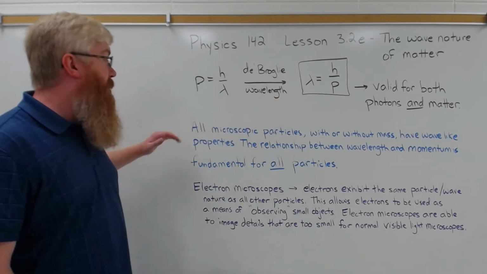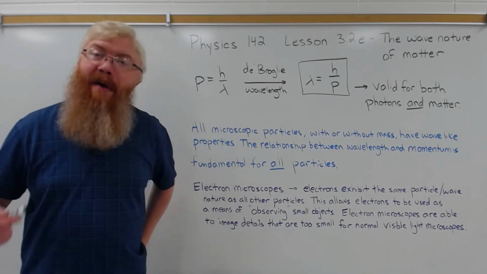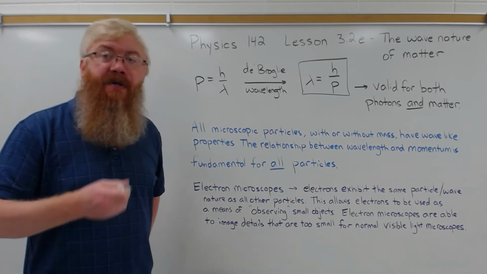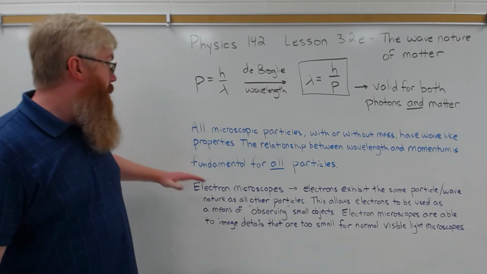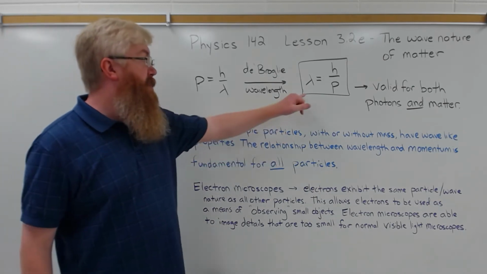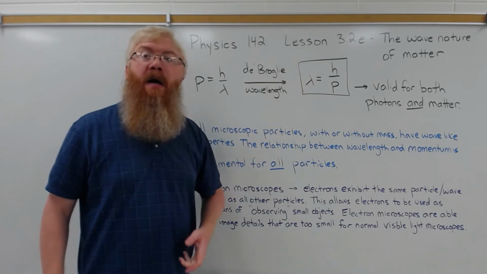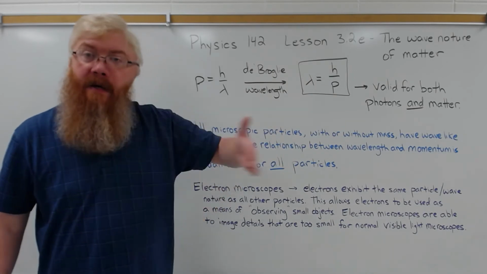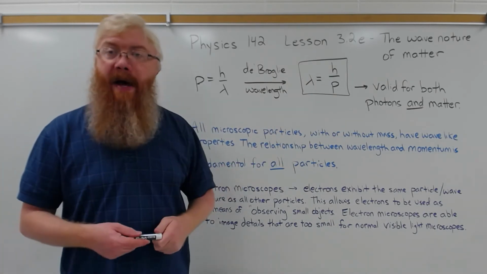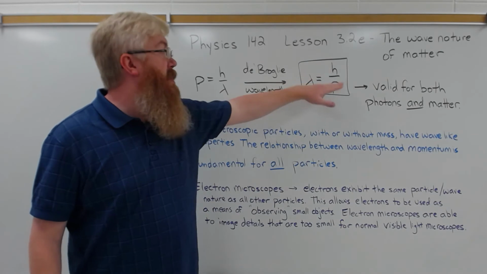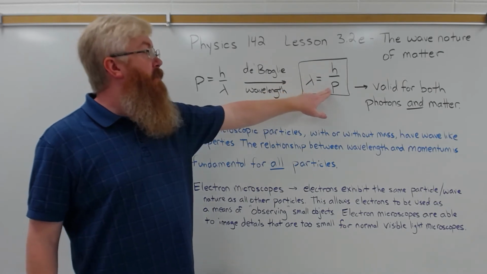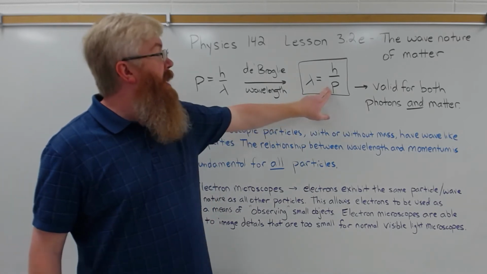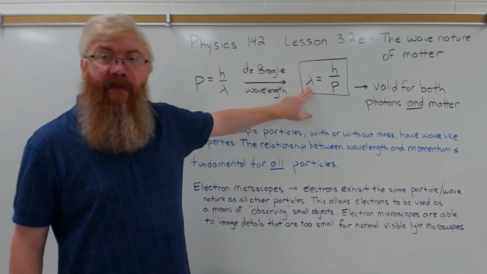So all microscopic particles, it doesn't matter if they have mass or not, exhibit properties of both particles and waves. It's fundamental for all particles, this relationship between wavelength and momentum. You could calculate your own wavelength, right? If you're moving, plug your mass times your velocity into this equation, but you'd see that for very, very large momentum like you and I would have, large p leads to ridiculously small wavelengths.